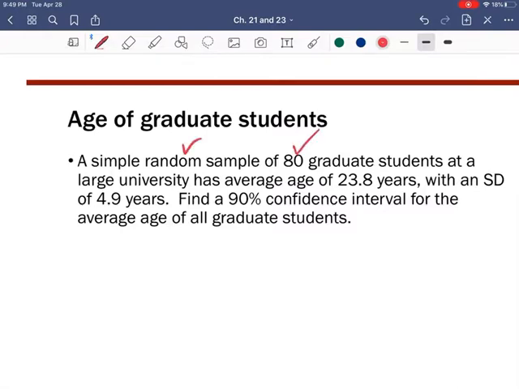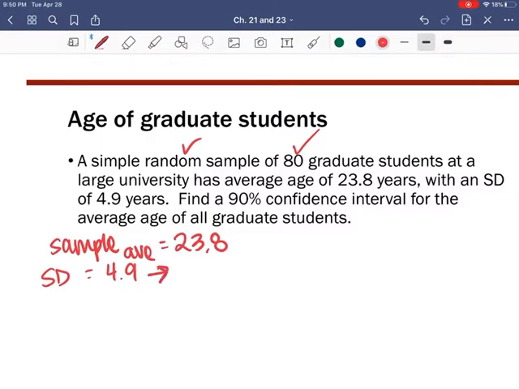Okay, simple random sample of 80 graduates. It's random, it's large, we're good to go. At a university has an average, okay, there's our sample average, of 23.8 years. So that's their age, with a standard deviation of 4.9. Let's change that standard deviation into a standard error. And it's average still because it says the word average. 4.9 divided by the square root of the number of draws.